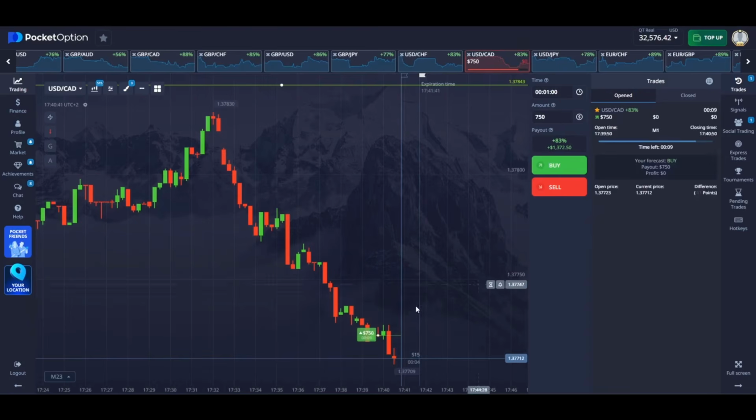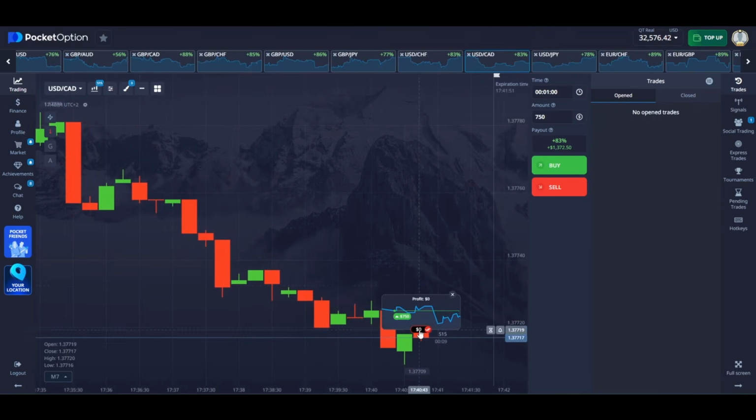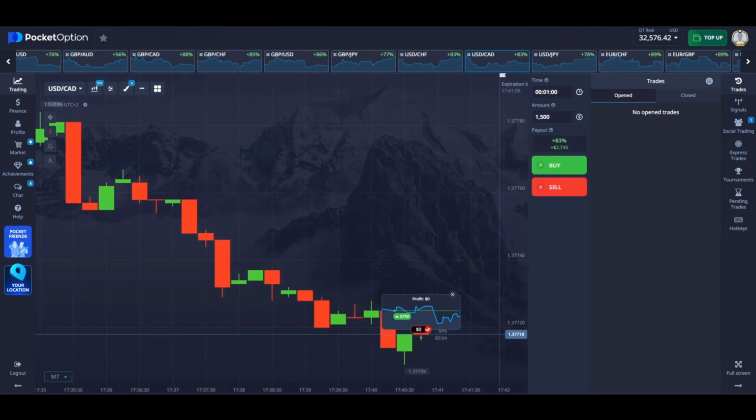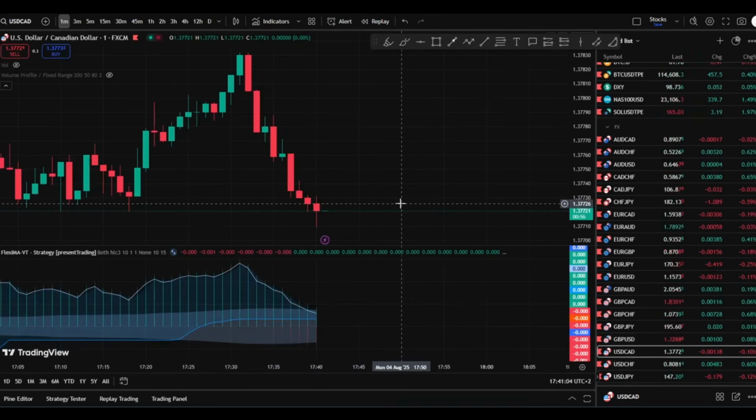And most likely, I'm going to take a loss now, unfortunately. Yeah, so I rushed a bit. And because of my haste, I lost $750. That's why I don't recommend rushing anywhere. It's better to wait for entry points. Alright, now I'm going to cover this loss with a trade for $1,500. Maybe on this currency pair, maybe on another one.